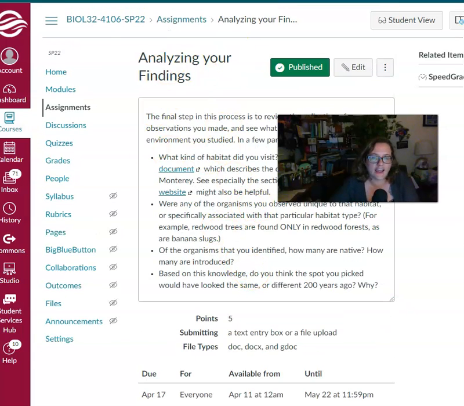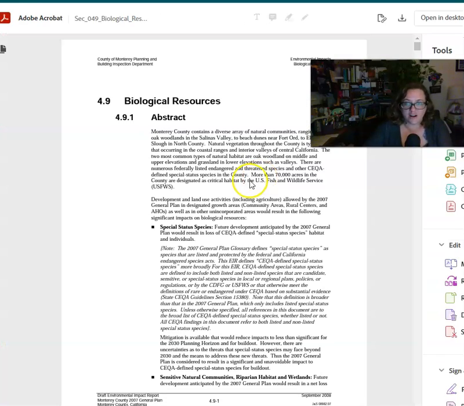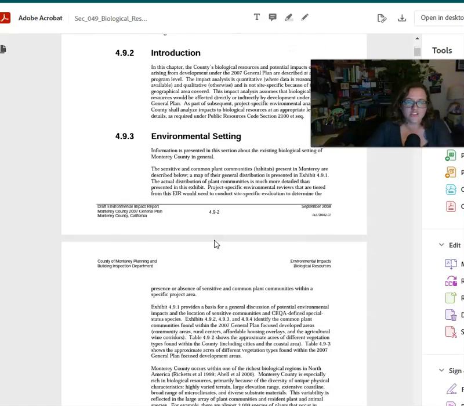You're going to analyze where you went. Okay? What kind of habitat did you view? If you haven't done biomes yet in your environmental science class, it might be hard to remember what these things are, but here's a way to talk.